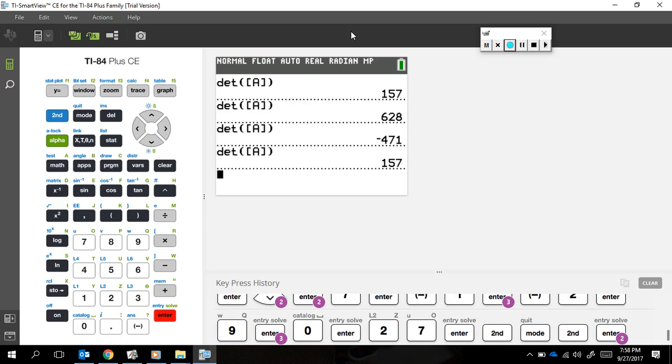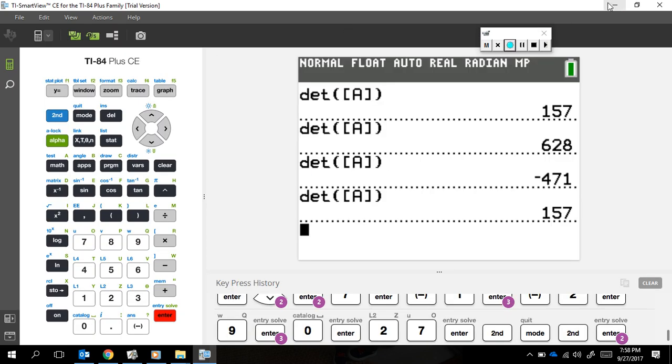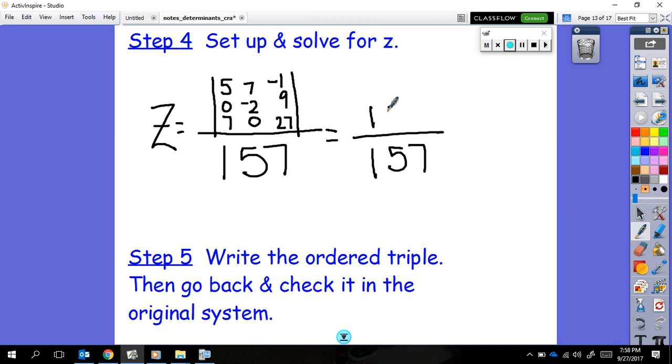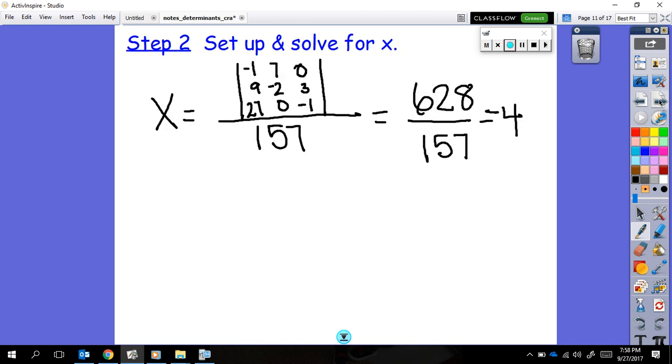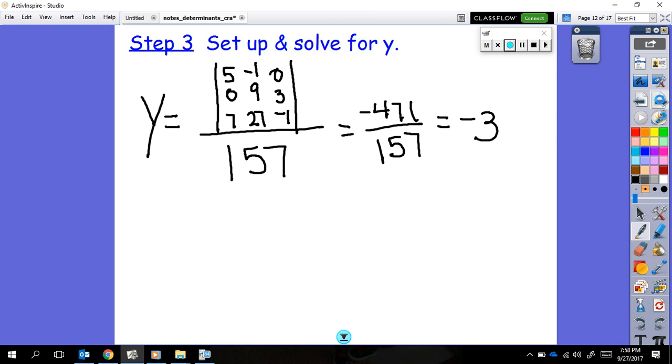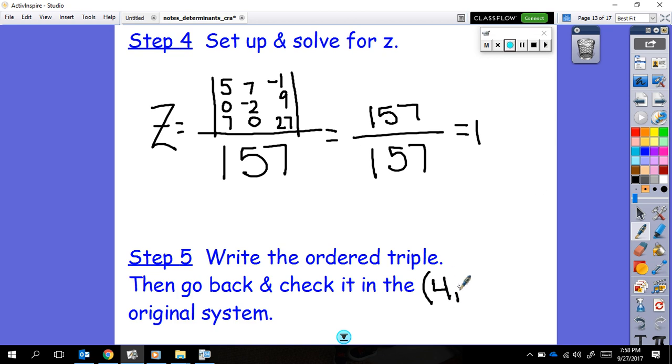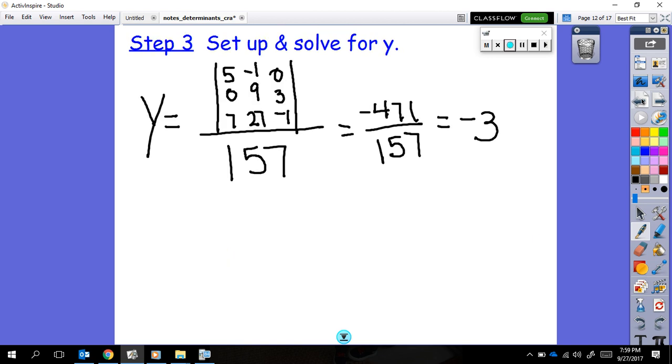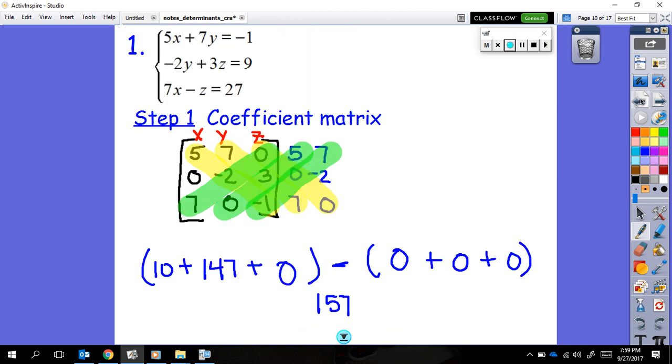Alright guys, so I did all of my clicky, and I got 157 over 157, which is 1. Okay, so that leaves our triple as 4, -3, 1. Okay, again, you can go back to the beginning and check it in all 3 problems if you want to, all 3 equations.